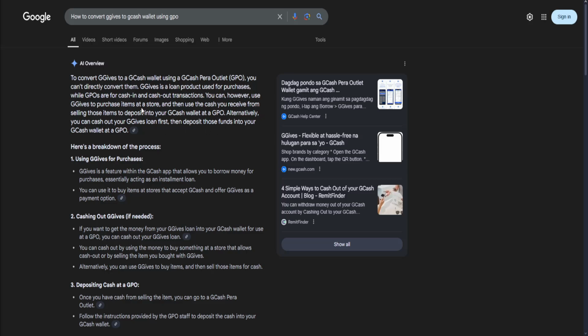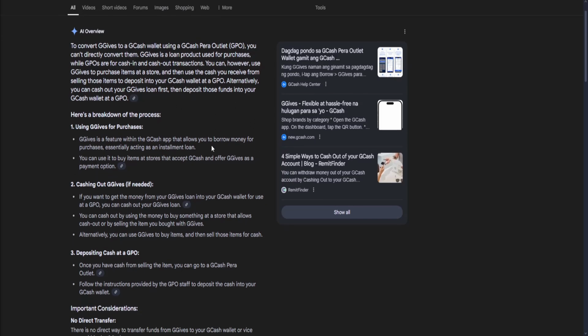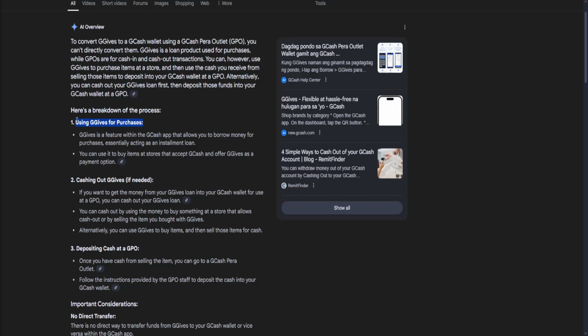You can use GGives to purchase items at a store and then use the cash you receive from selling those items to deposit into your GCash wallet at a GPO. So first, using your GGives for purchases, it's a feature where you can use it to buy items at stores that accept GCash and offer GGives as a payment option.